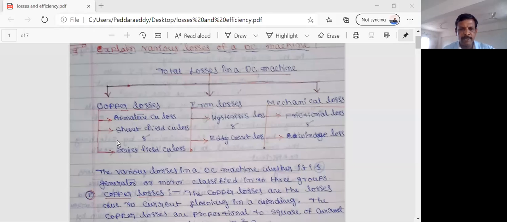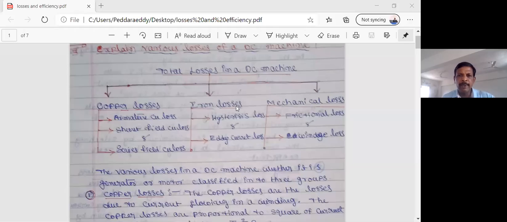Copper losses are further classified into three types: armature copper loss, shunt field copper loss, and series field copper loss. Coming to iron losses, they are hysteresis loss and eddy current loss. Mechanical losses are of two types: frictional loss and windage loss. So these are the total losses in a DC machine, which may be a generator or a motor.